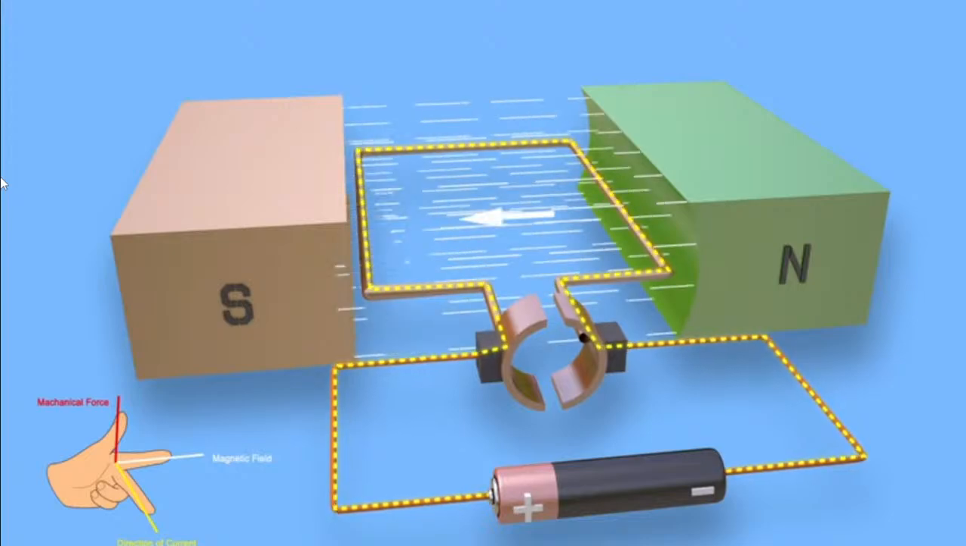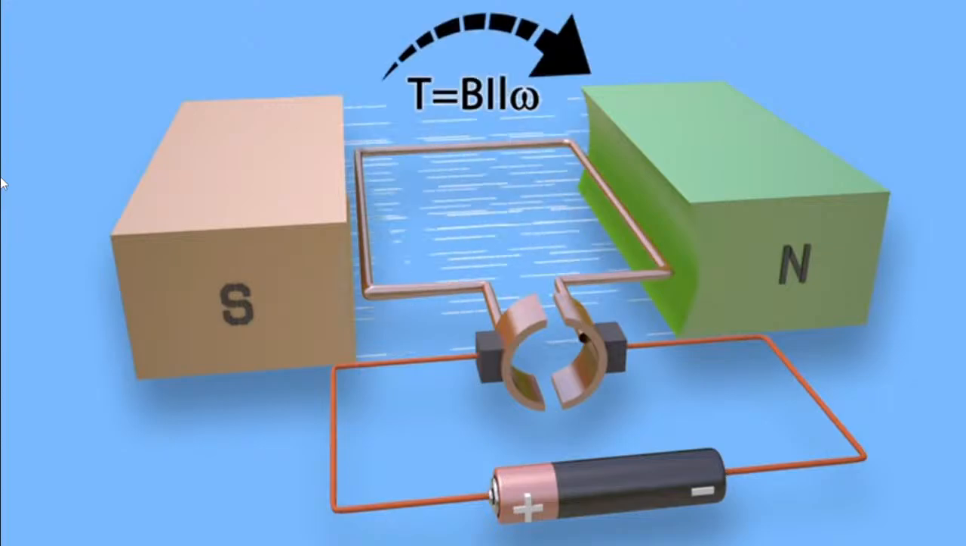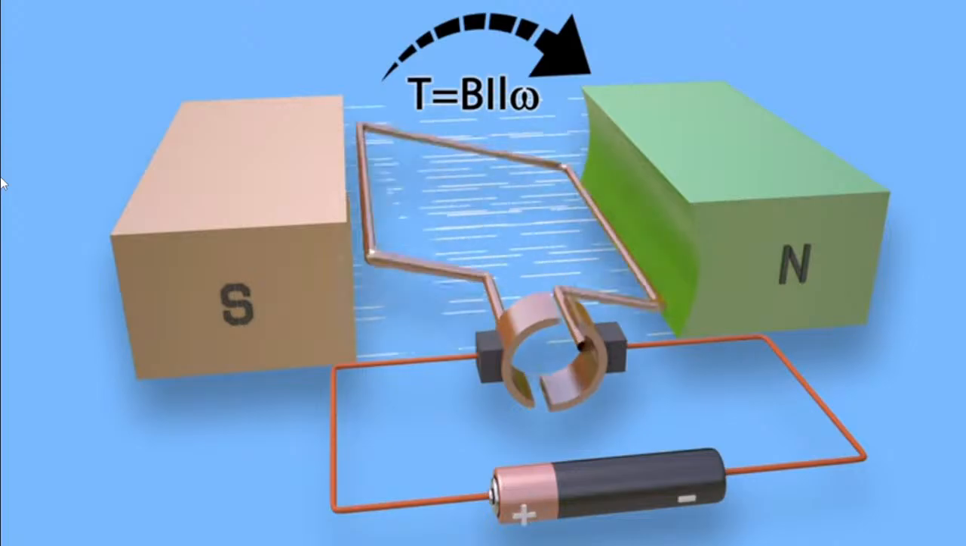So if the forefinger is aligned in the direction of magnetic field, that is, from north pole to south pole, and the second finger is aligned in the direction of the current in the right side conductor, then the thumb indicates the direction of mechanical force. This is clearly downward here. Due to these upward and downward forces, the turn tends to rotate in the clockwise direction.